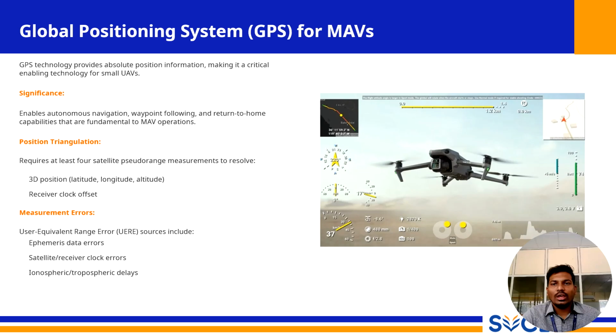By knowing the time, it can calculate its distance, or pseudo-range, from each satellite. The system requires at least 4 satellite pseudo-range measurements to resolve its full state. 3 of these measurements are used to triangulate the receiver's 3D position: latitude, longitude, and altitude.